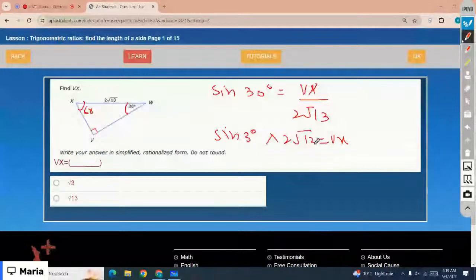You have to calculate: sine 30 is 1 over 2, times 2 square root 13. 2 and 2 cancel out. So Vx equals square root 13. The correct option is square root 13. Got it? Option number 2 is the correct option, that is square root 13.